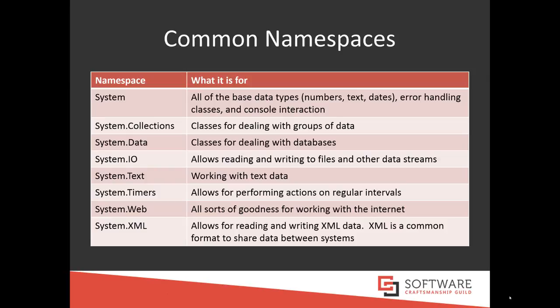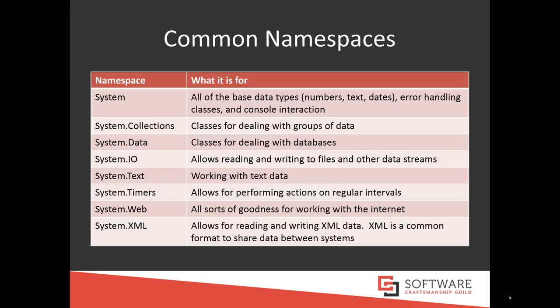System.io is for reading and writing files and other data streams. So if you have a flat file of text or a comma delimited file on the disk that you would like to process, System.io has classes to help you out with that. System.text is all about working with text data. Not a big surprise there. System.timers lets us perform actions at regular intervals. So if you had an application that you wanted to do an action every 5 minutes, System.timers has events to allow you to make that happen.